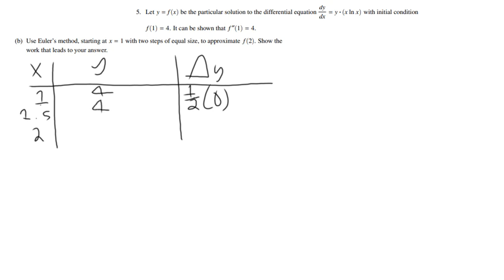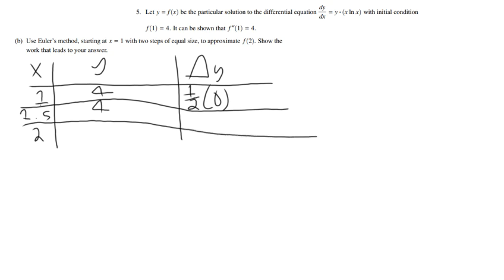All right, and then here, let me make a little divider right here. And then for this part, again, my change in y is going to be my change in x times the first derivative evaluated at this point now. So this time I have to plug in 3 halves for the x's. So I still have the 4 here for the y. And then I have 1/2 times 1.5 times the natural log of 1.5. I know this is kind of messy here.